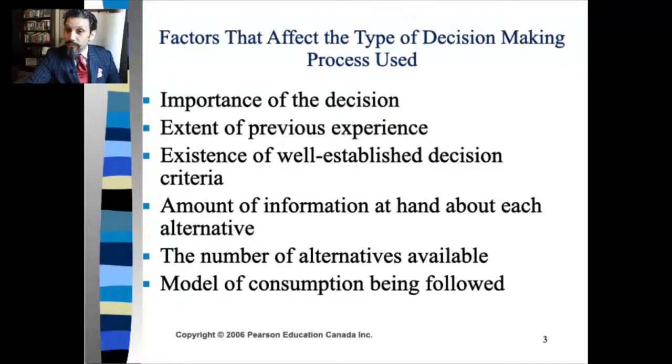The amount of information at hand about each alternative, the different alternatives the customer is thinking of purchasing. If you have more information, then the decision making process becomes faster and easier. The number of alternatives available: the more alternatives, the more complex usually it is for customers. With fewer alternatives, it is a lot easier for customers to make a decision on what product or service to purchase. The model of consumption being followed, and a whole bunch of other factors that go into this.